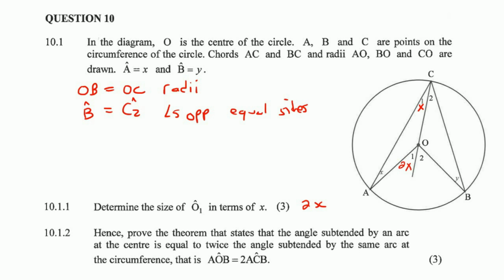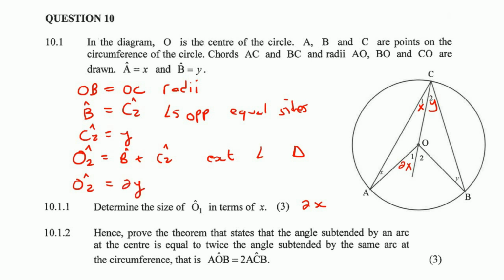Okay, so angle C2 is y. Then we can calculate O2 using the exterior angle of a triangle. So we can say that angle O2 is going to be equal to B plus C2, and that's because of the exterior angle of a triangle. And so O2 is going to be 2y.